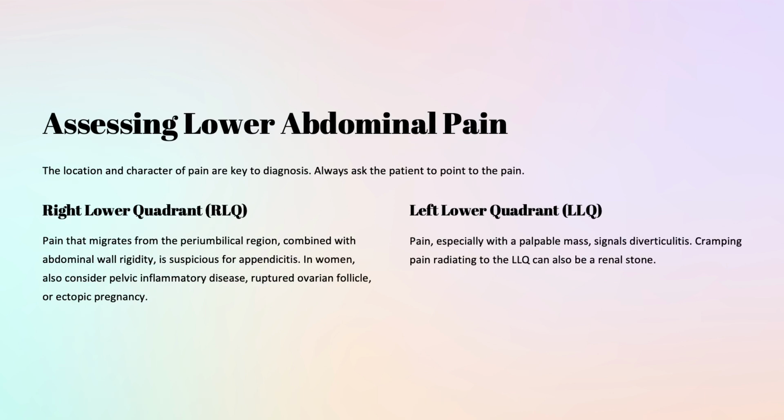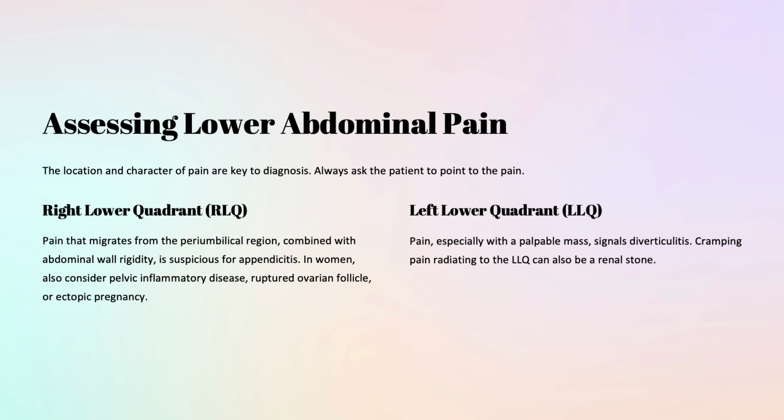How about if the pain is localized to the lower abdomen? Here you need to note the location and the character of the pain because these are key to diagnosis. Always ask the patient to point to the pain. So in the right lower quadrant, if it's pain that migrates from the periumbilical region combined with abdominal wall rigidity, suggesting involvement of the parietal peritoneum, then this is suspicious for appendicitis.